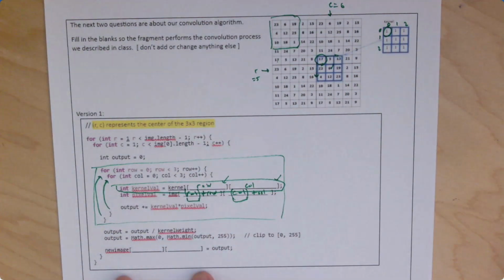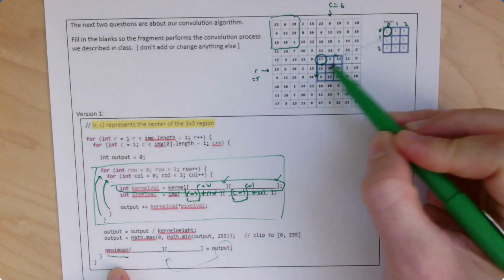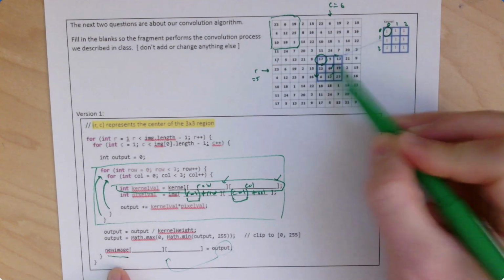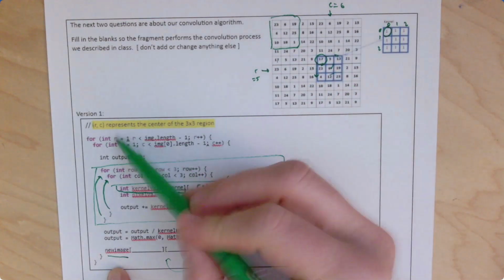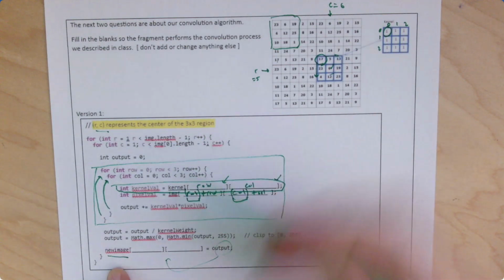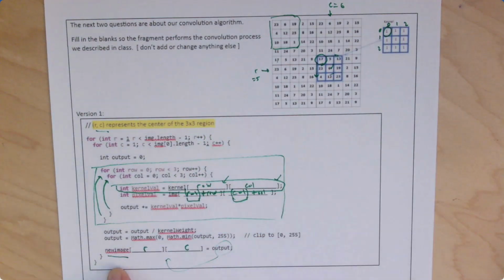Let's do the last part here. So I'm supposed to be taking the output and assigning it in a new image in the very center of the 3 by 3 region that I've just looped over. Well, because R and C represent the center of the 3 by 3 region, I can just use R and C. Okay, let's try another one.